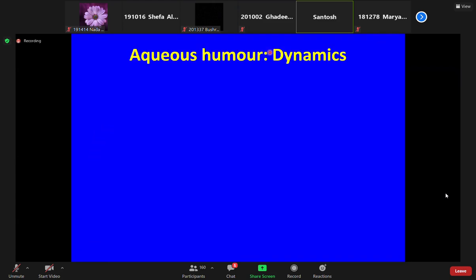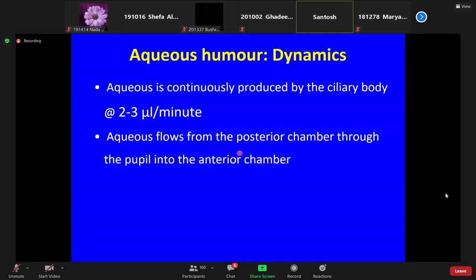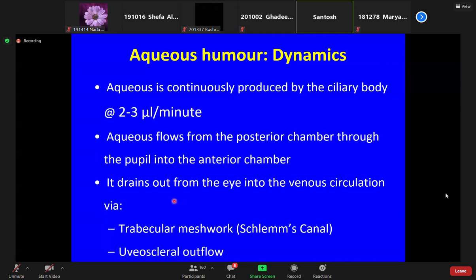So aqueous humor dynamics. Let's start. It is continuously produced by the ciliary body at a rate of 2 to 3 microliters per minute, and it flows from the posterior chamber through the pupil into the anterior chamber. It drains out from the eye into the venous circulation via the trabecular meshwork, canal of Schlemm, and uveoscleral outflow pathway.